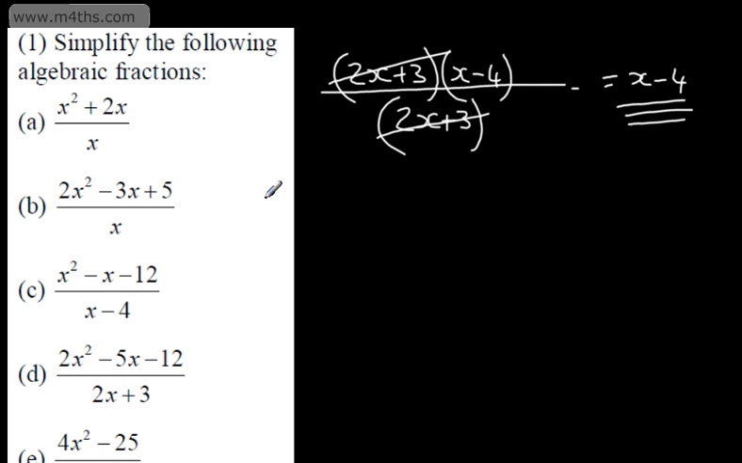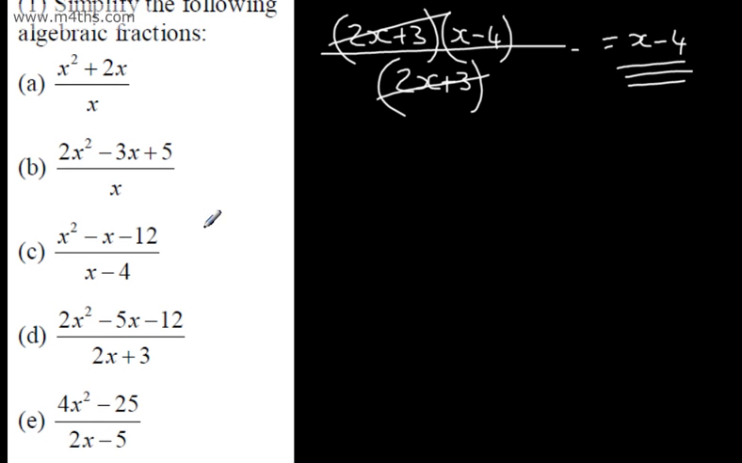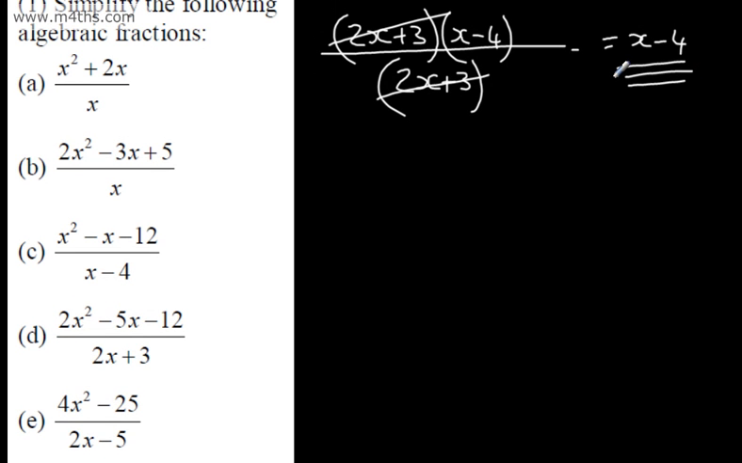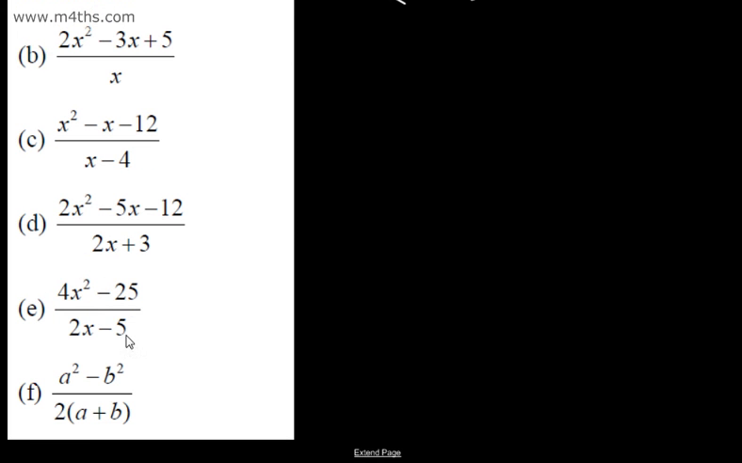So that now is our final answer. So we can say when 2x squared minus 5x minus 12 is divided by 2x plus 3, we get now this value of x minus 4. We call this a quotient. That's what we get as a result of dividing now one polynomial by another. Okay, let's look at this one here. Now this one is 4x squared minus 25 over 2x minus 5. Hopefully we can spot this as a difference of two squares. Often in this case we'll be given a clue in the denominator.